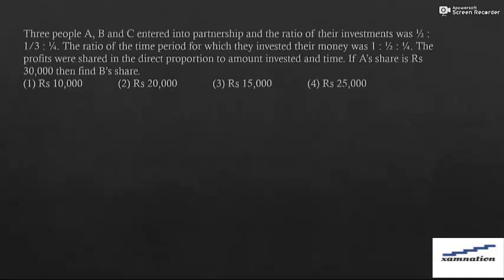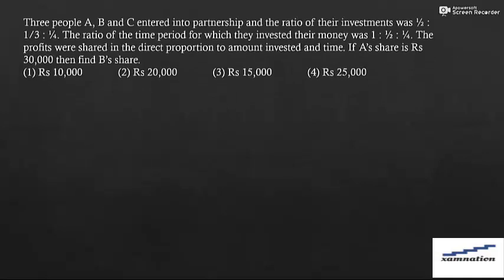Next question. Three people, A, B, and C, entered into a partnership and the ratio of the investment was 1/2, 1/3, and 1/4. The ratio of the time period for which they invested their money was 1:2:4. The profits were shared in direct proportion to the amount invested and time. If A's share is rupees 30,000, then find B's share.